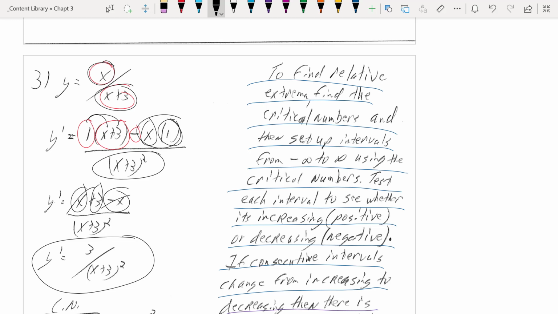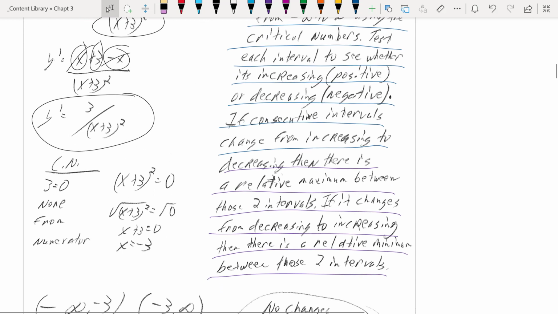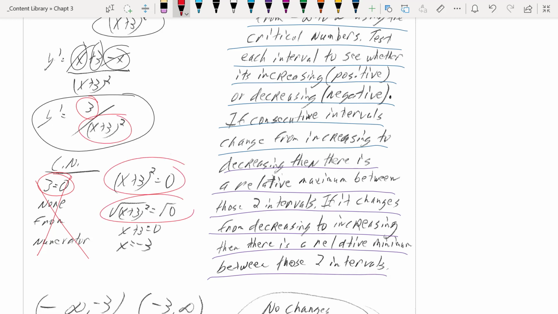So now I'm going to take that denominator, set it equal to 0. So notice when I set the numerator equal to 0, well, that's just 3 equals 0, so there's none from the numerator. So there's no critical numbers there. I'm going to go and take this denominator, set it equal to 0, so I got x plus 3 squared equals 0. Take the square root of both sides, I get x plus 3 equals 0. And then I get x equals negative 3. So those are my two critical numbers.